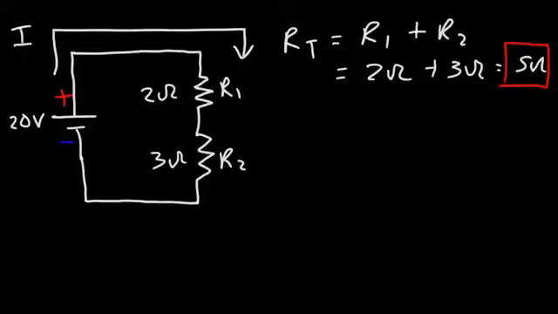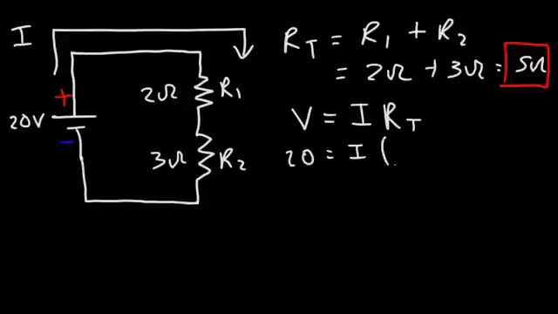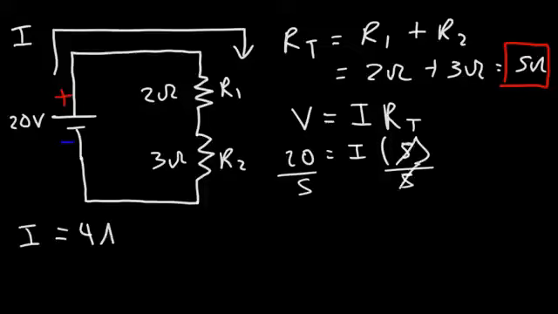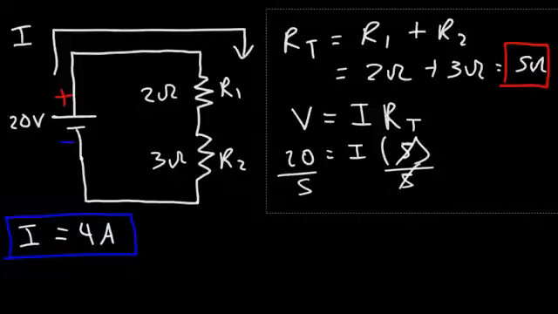Now, to calculate the current flowing in a circuit, we're going to use the voltage of the battery, which equals the current flowing in this circuit times the total resistance. So this comes from Ohm's law, V equals IR. The voltage of the battery is 20, the total resistance is 5, 20 divided by 5 is 4. So the current flowing in the circuit is 4 amps. Now once we have the current, we can calculate the voltage drop across each resistor.